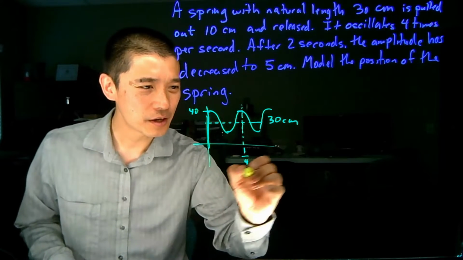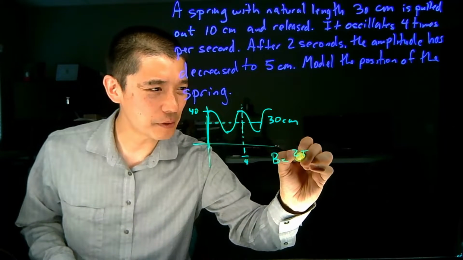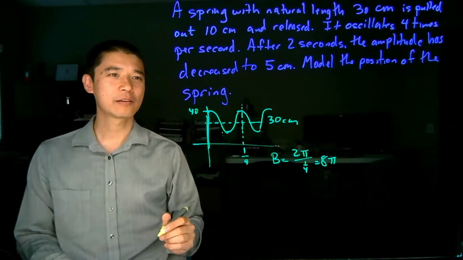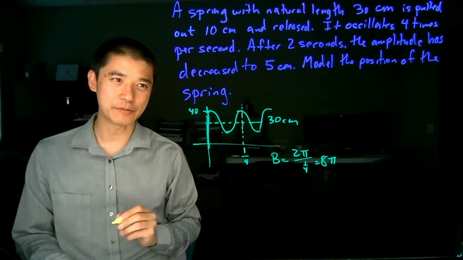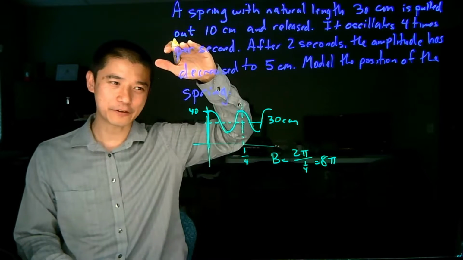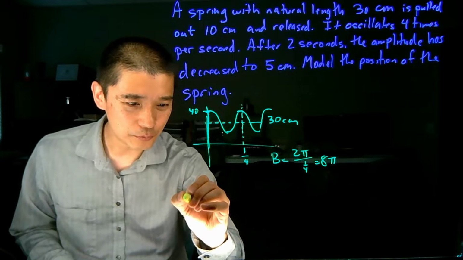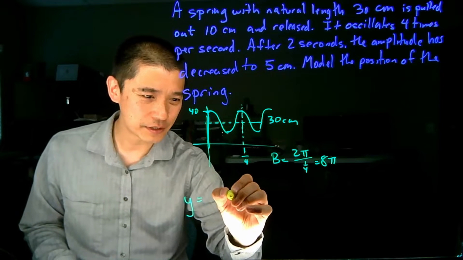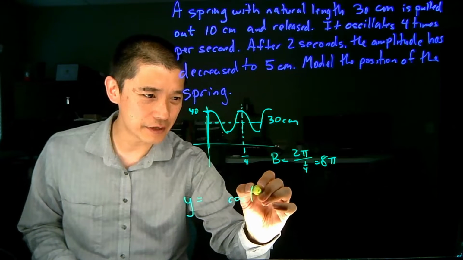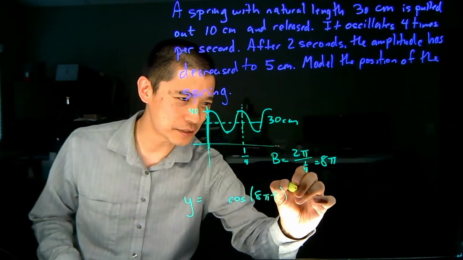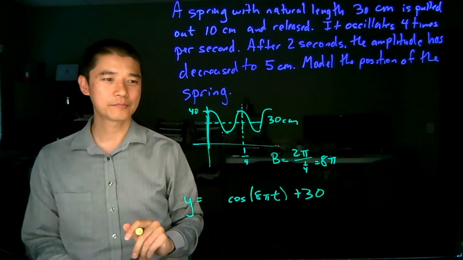So our b value, which is 2 pi over the period, is 2 pi over 1/4, which is going to be 8 pi. Right? And again, we can also see here that it's going to be a positive cosine function, because it's starting at the top, going down and going up again. So y equals something something cosine of 8 pi t, and then our midline is also constant, so we can put that in, plus 30.